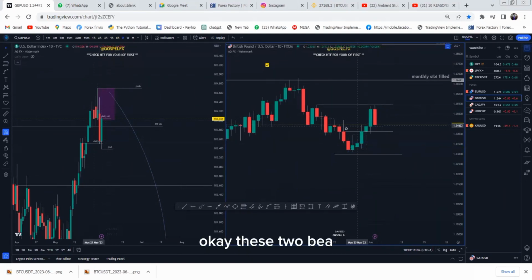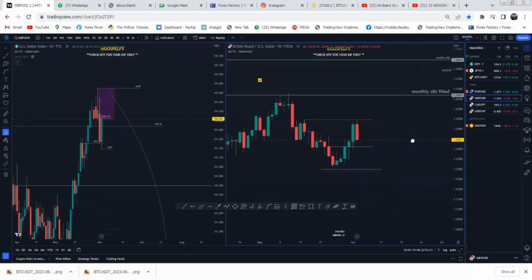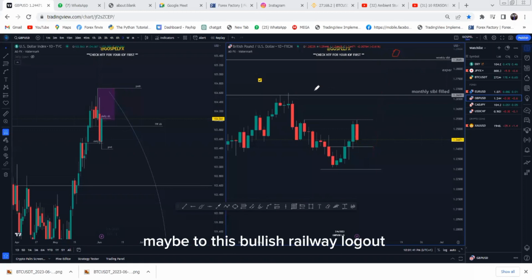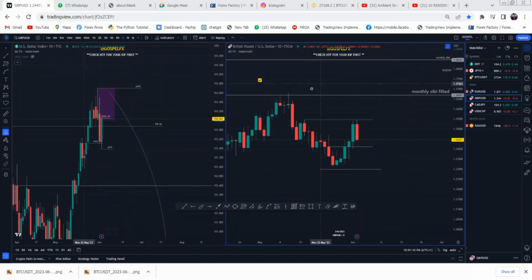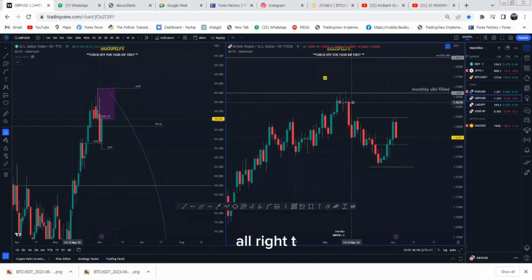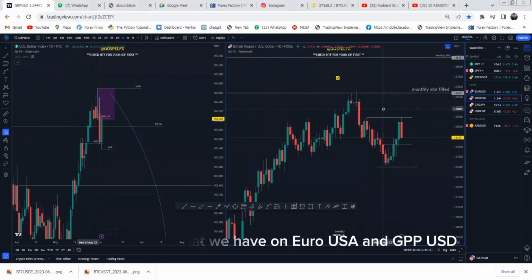Okay, these two bearish candles, we're going to be like, oh my god, people are still going. So we might have a retest like this, and then price continue the bullish nature. But if this is taken, then we're going down. All right, so we want to see price defend that at this point, and then it continue up maybe to this bullish fair value gap, to this CB. All right, that's what we have on Euro USD and GBP USD.